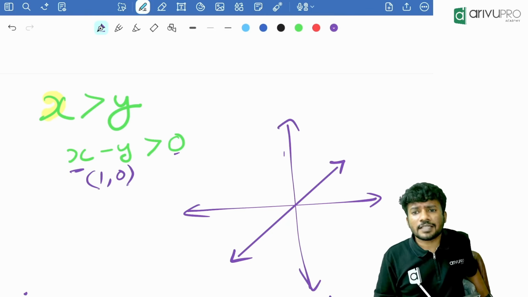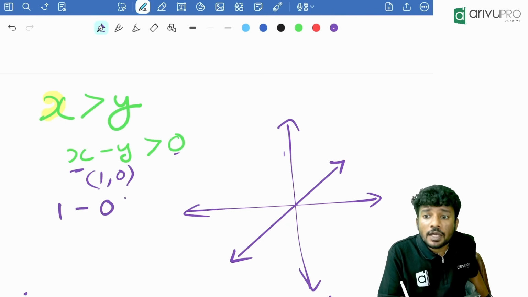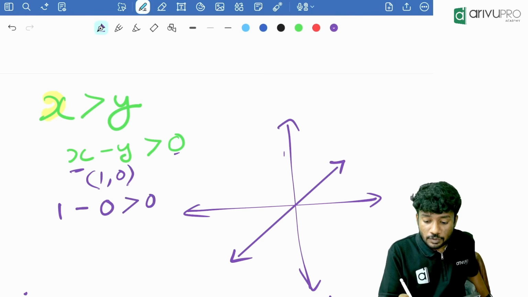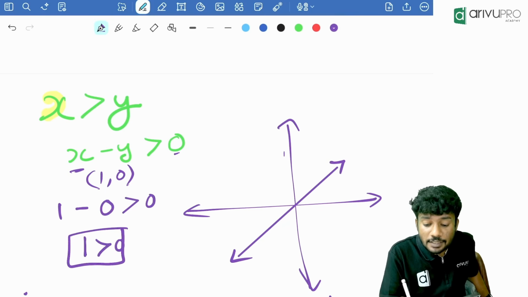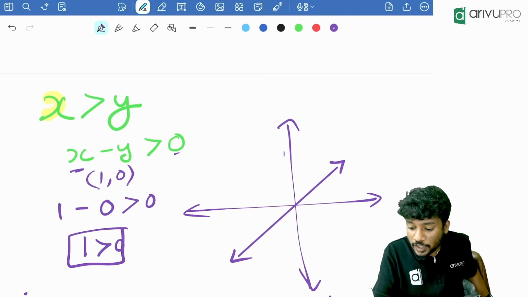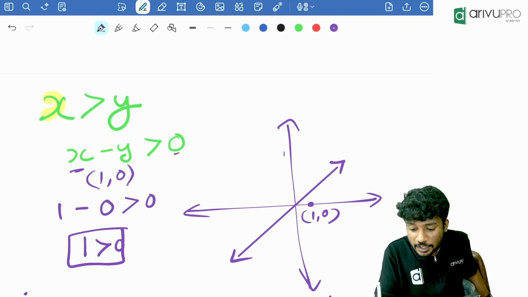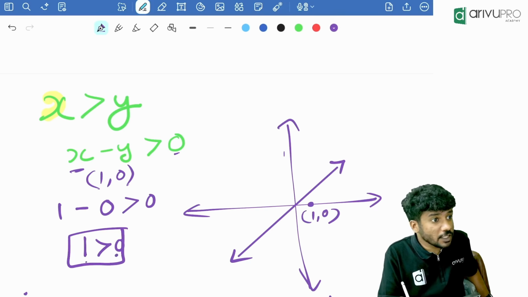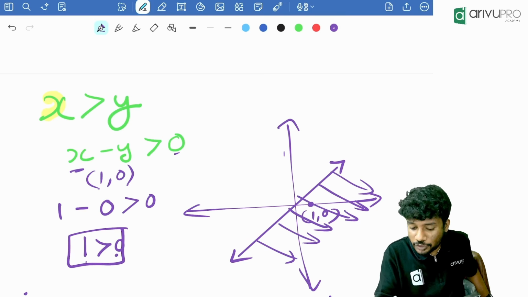Put it over here. Instead of x you put 1, so 1 minus 0 greater than 0. That is 1 is greater than 0. Is this correct? Yes. That means where will be the point 1 comma 0 in the graph? Over here. If 1 is greater than 0, our assumption is correct. The graph is going towards that 1 comma 0. That's how you are going to draw.